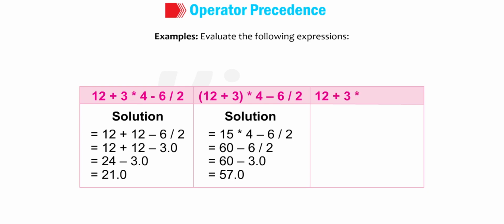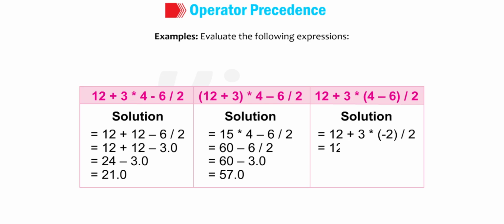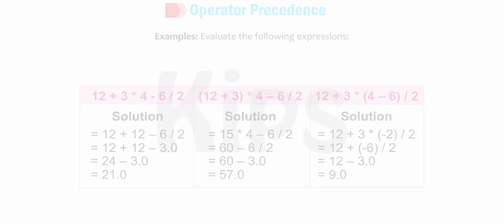12 plus 3 into 4 minus 6 divided by 2. Solution equal to 12 plus 3 into bracket 4 minus 2 bracket close slash 2 equals to 12 plus bracket 4 minus 6 bracket close slash 2. That is equal to 12 minus 3.0, which is equal to 9.0.